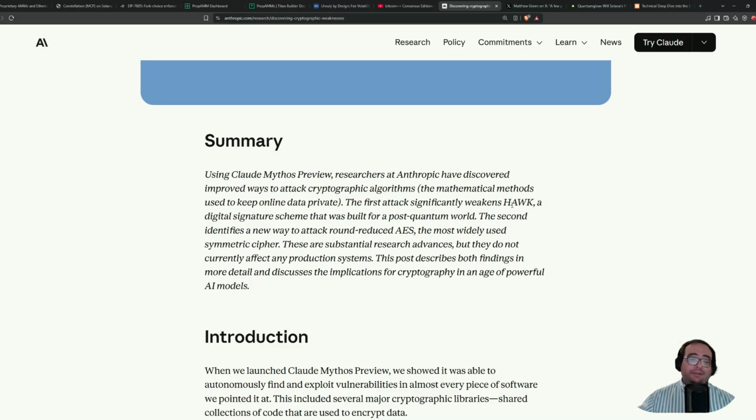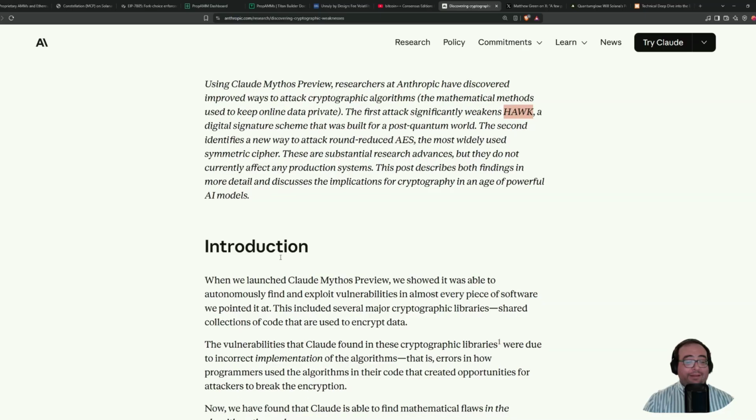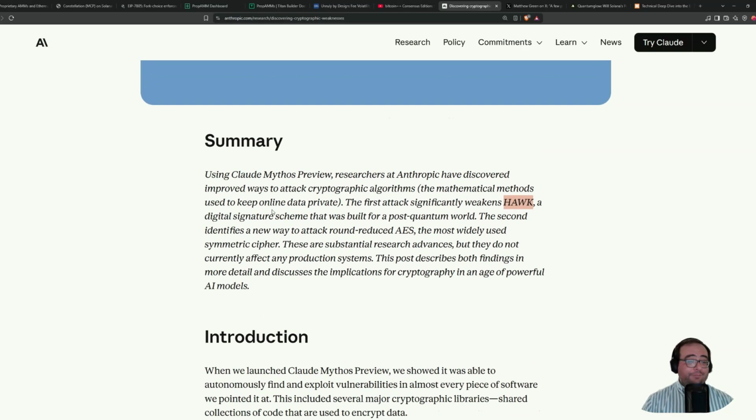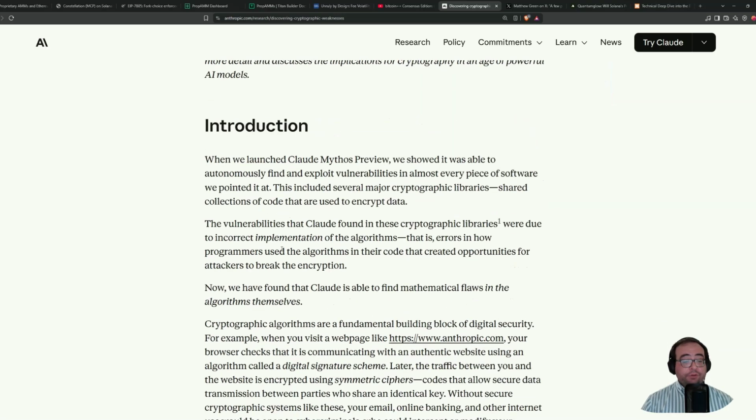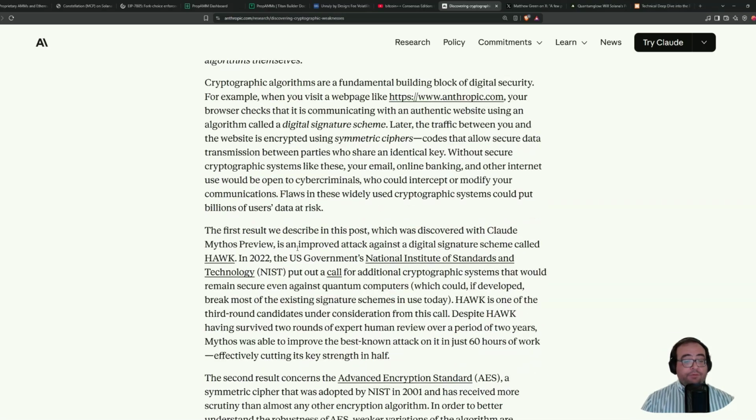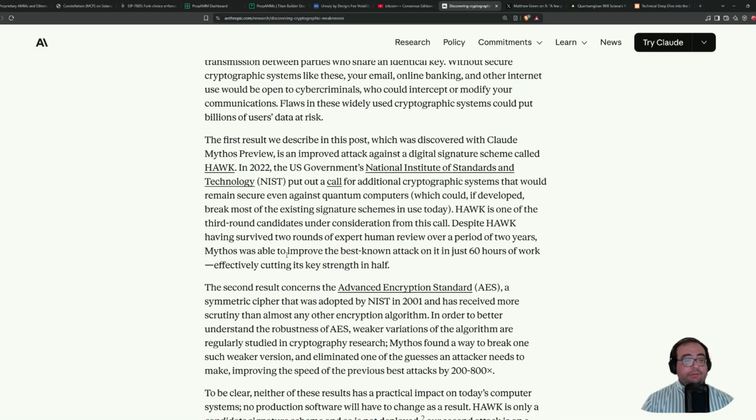So in the end, the authors withdrew from the contest, and Hawk is not anymore part of this contest to find more digital signature algorithms to add to the standardized post-quantum crypto. So Hawk is gone, and that was huge to see that Mythos is that good. So we have here more details on how they did it.